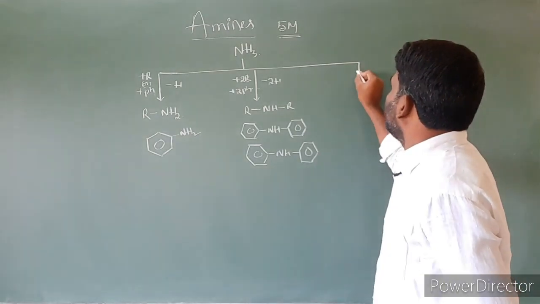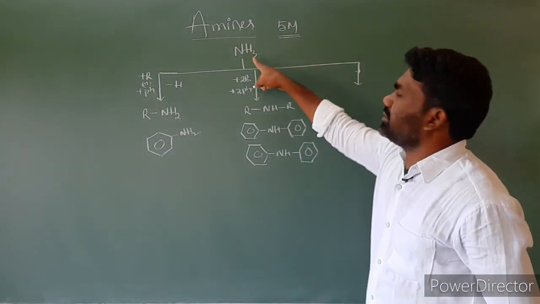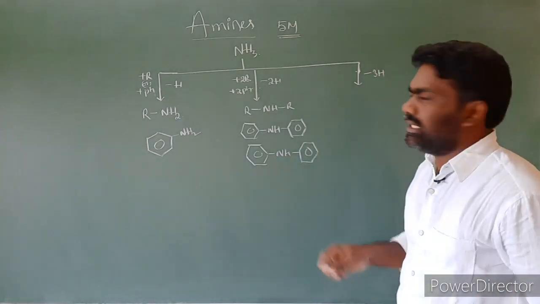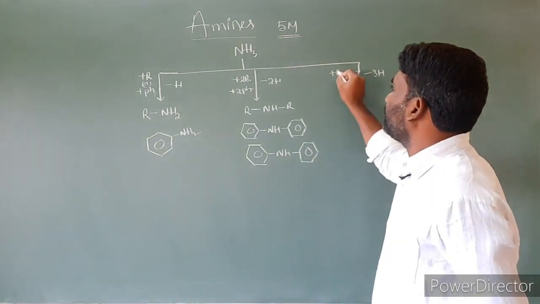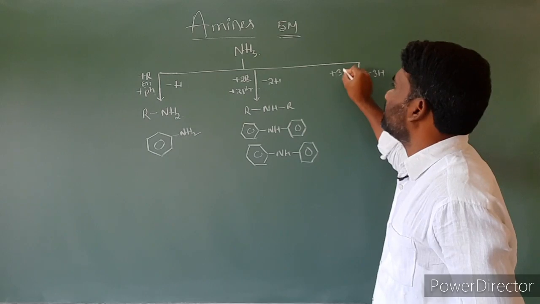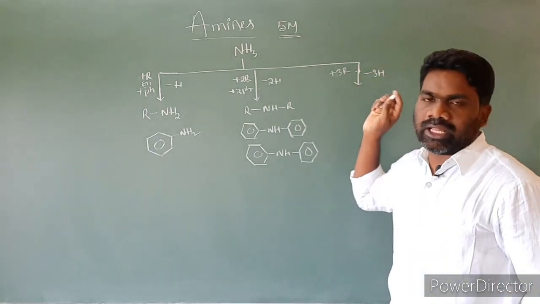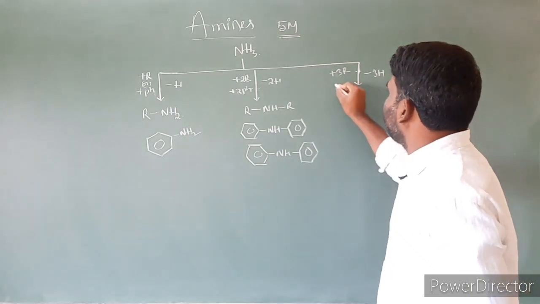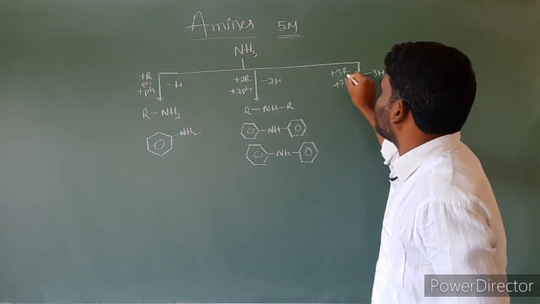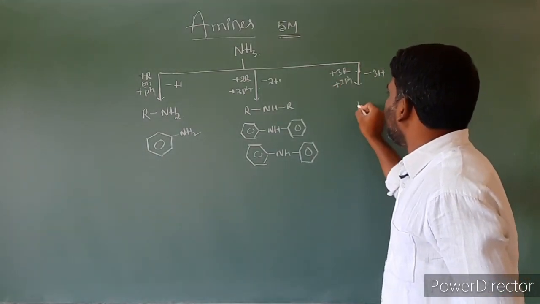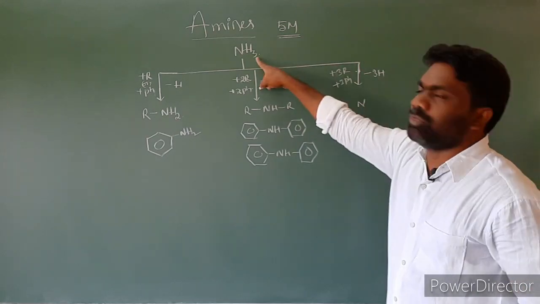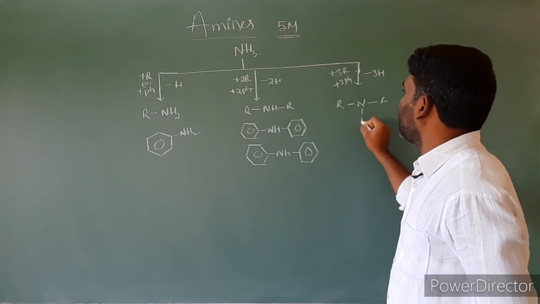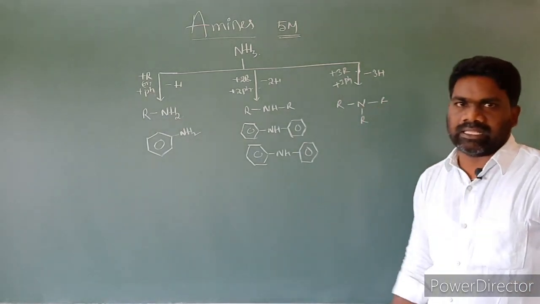Take one more. 3 hydrogens are there. I am removing all 3 hydrogens. We have to add how many alkyl groups? 3 alkyl groups, or we have to add 3 phenyl groups. So like that we have to take an example. Otherwise you can take 3 phenyls. I am writing an example, N with R. 3 hydrogens are removed, then what remains is N with R groups. So this is an amine.